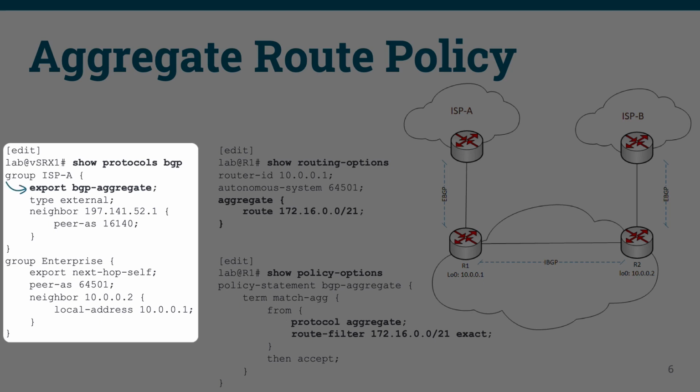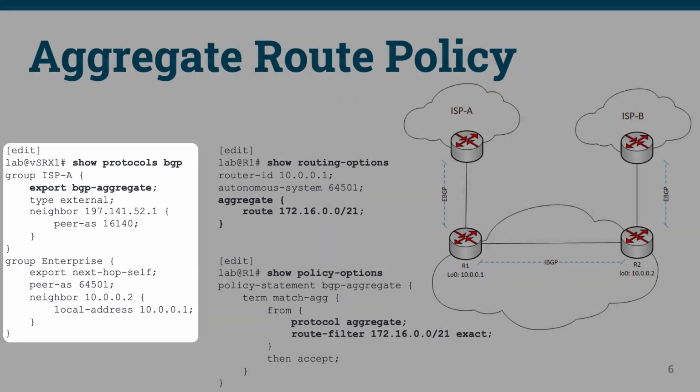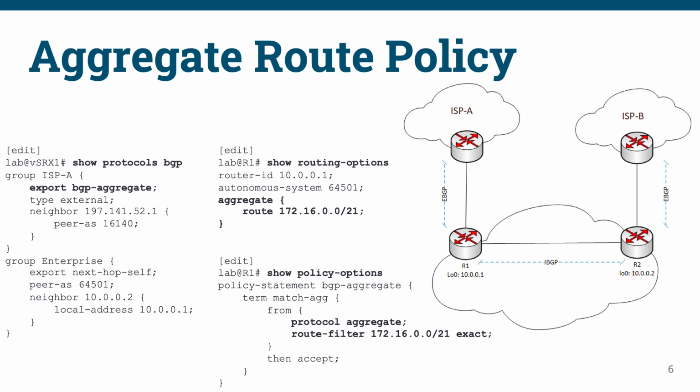In our BGP configuration on the left, we see that the policy is applied at our ISPA group level as an export policy, allowing us to advertise the 172.16/21 route to ISPA. And since the peering is an eBGP peering session, the next hop, by default, will be the interface IP address connected to the ISPA router. Excellent. Now let's move on to monitoring BGP.